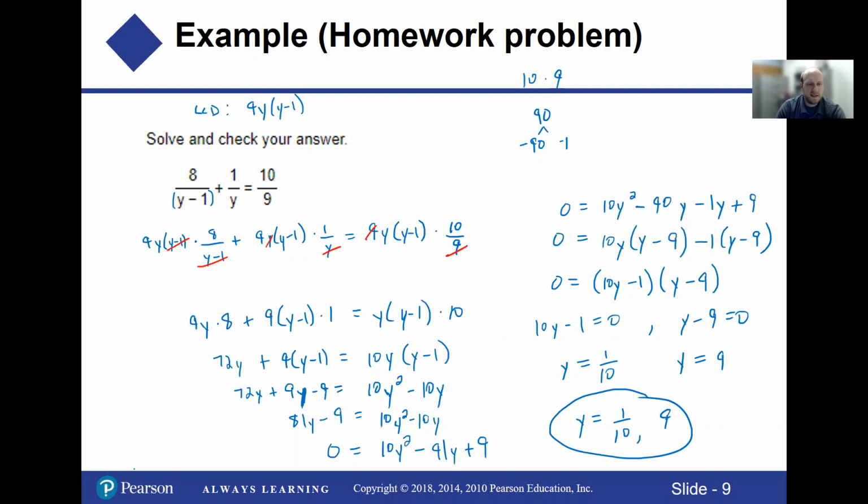Again, it does say to check your answer. You can do that. I can plug in the 1/10 here. I have a little bit of space up here, so I'm going to do it here. I have 8 over 1/10 minus 1 plus 1 over 1/10. Does that equal 10 over 9? Well, 1/10 minus 1 is negative 9/10. Oh, this is getting a little complicated. Plus 1 over 1/10. Well, 1 over 1/10 is actually going to be 10. So does that equal that?